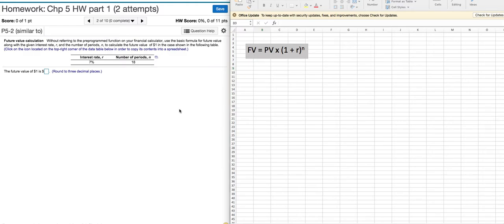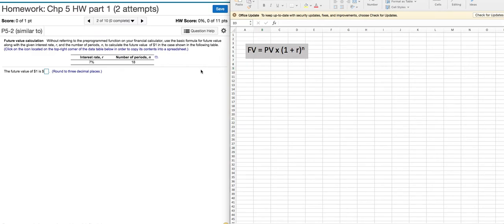Problem 5-2 of the homework asks us to really look at the basic future value formula, which is not something that we really want you to do. We want you to utilize the technology, but this question does ask you to just look at the manual future value formula, which we know is the present value times 1 plus the interest rate taken to the power of n, and n is the number of periods in the problem.